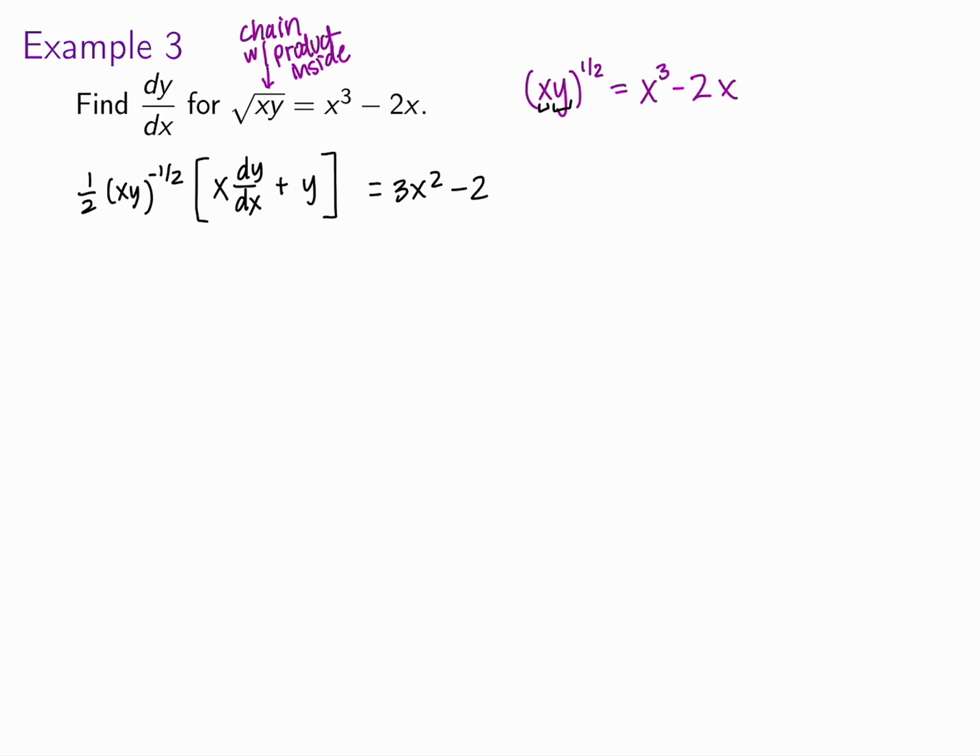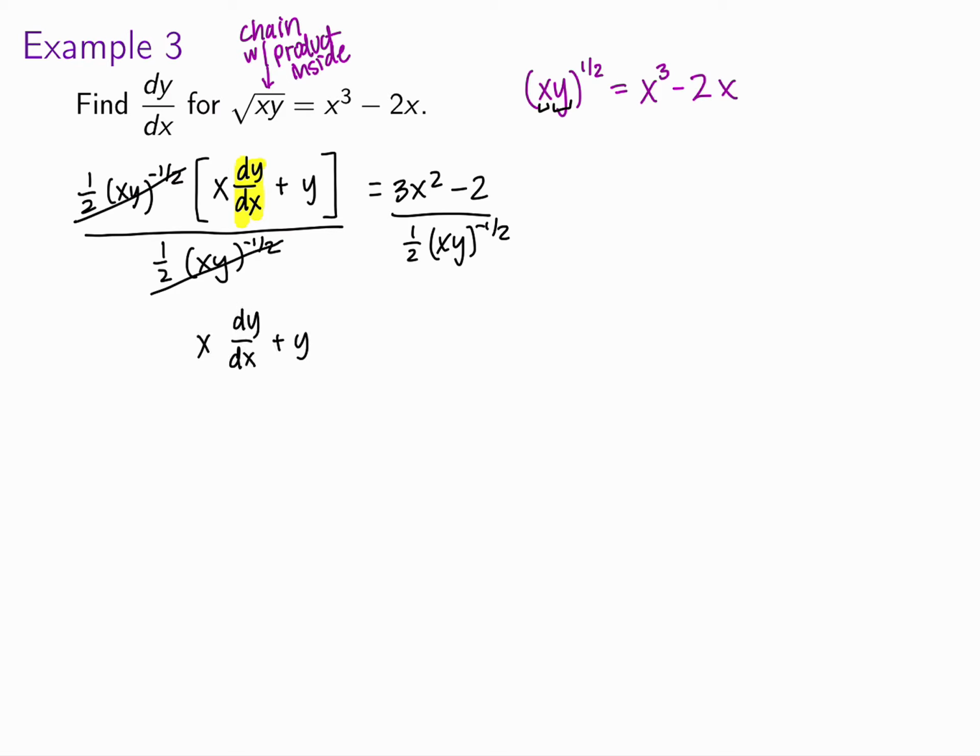Okay, so now I need to get that dy/dx by itself. So I see it right here. So my first step, I think I'm going to divide all by 1/2 (xy) to the negative half. And that lets these cancel. So what am I left with? x dy/dx plus y equals 3x squared minus 2 over 1/2 (xy) to the negative half.